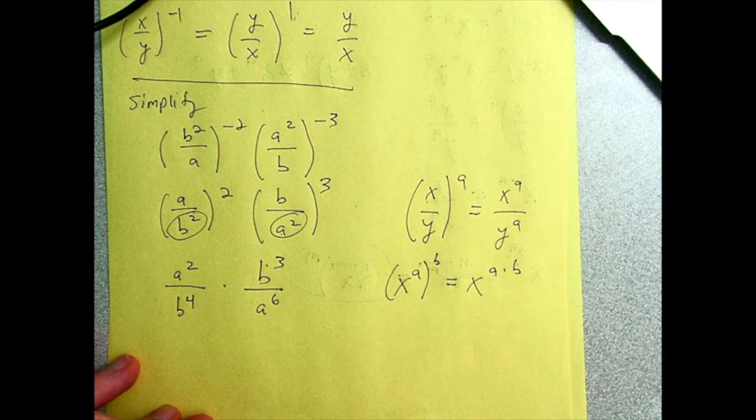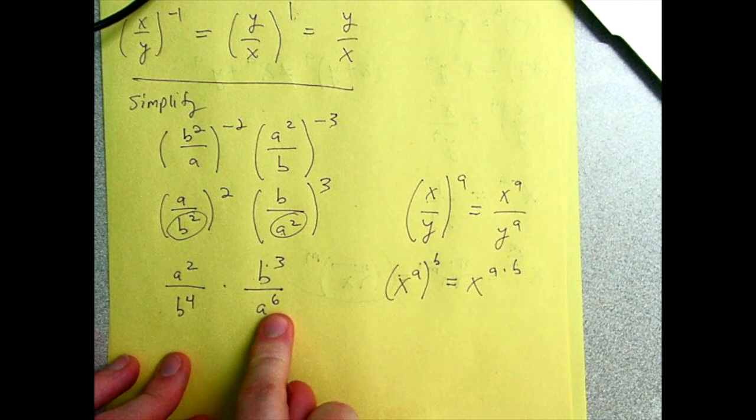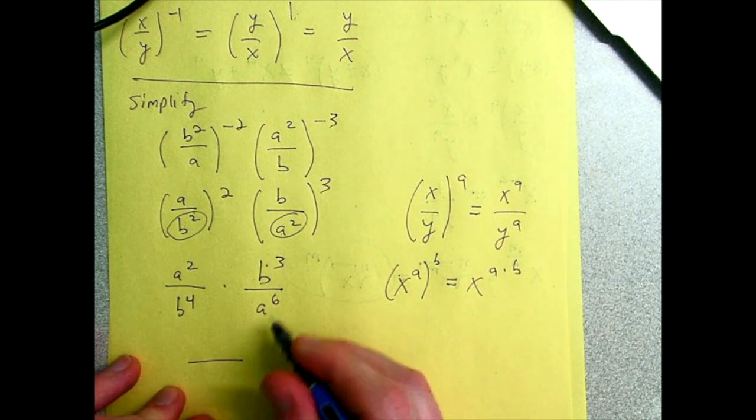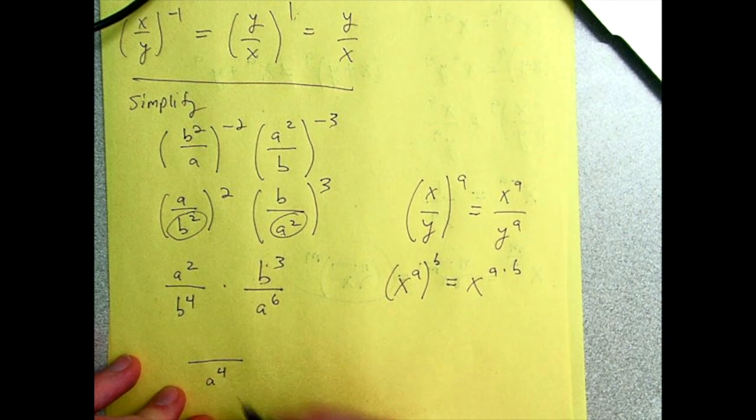The reason the leftover copies of a are going to be on the bottom after cancellation is that there were more copies of a on the bottom to begin with. Okay, so after cancellation, there are going to be 4 copies of a on the bottom, so we have a to the 4th on the bottom.